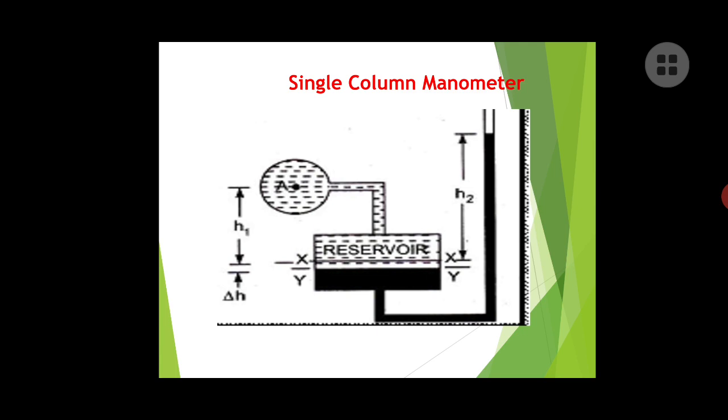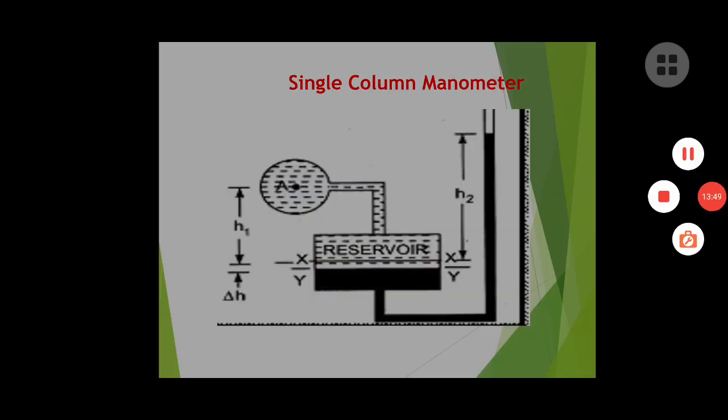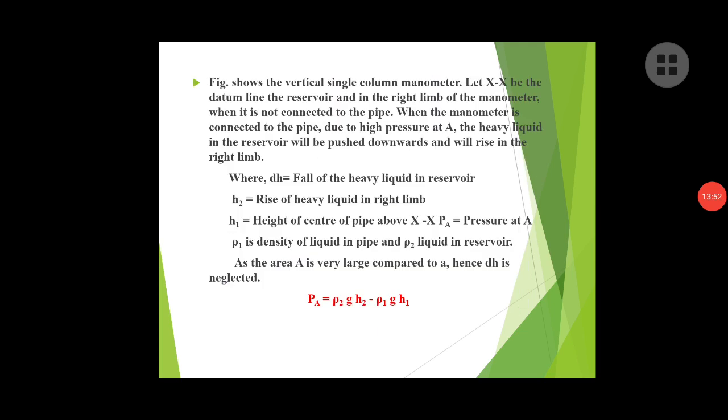Whenever liquid flows through pipe A, the liquid pushes the mercury in the reservoir and the mercury rises on the right side. Due to that, it shows deflection. So h 1 and h 2 are the deflections on the left side and right side. Let delta h be the fall of heavy liquid in the reservoir and h 2 the rise of heavy liquid in the right limb. Let h 1 be the height of the center above the X-X line, where P 1 is the pressure at the point and rho 1 the density of the pipe liquid.